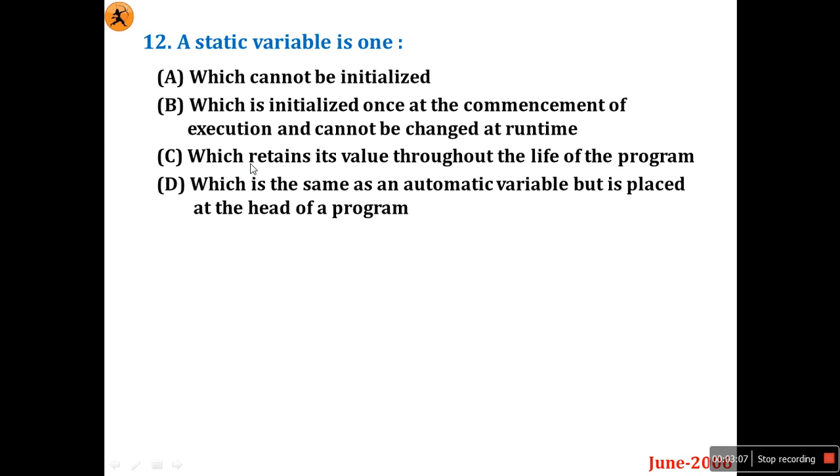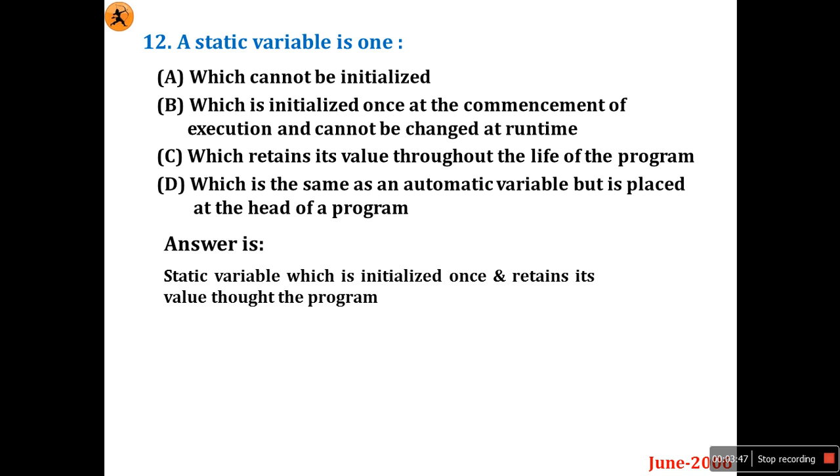Don't select any option the first time, just read all the options, then select. Sometimes 2 to 3 answers may be right, but you select the appropriate one, the best among them. So just read it all: which retains its value throughout the life of the program. That is, which is the same as an atomic variable, but is placed at the head of the program. There are 4 options. B and C look the same, but what is static?